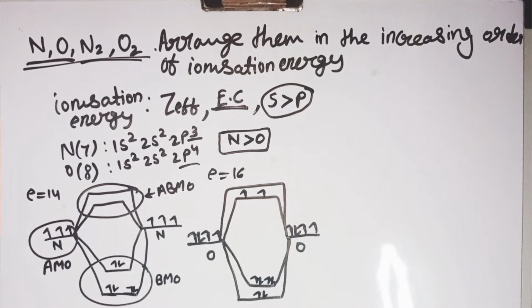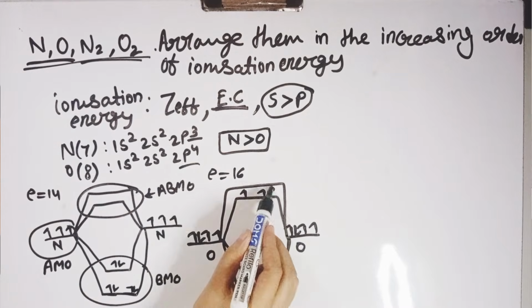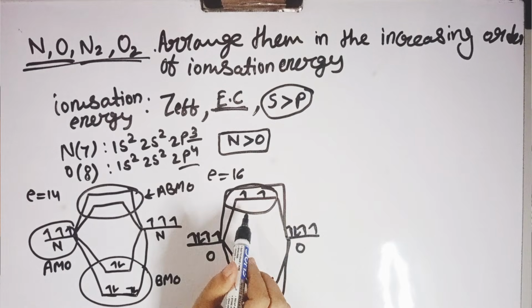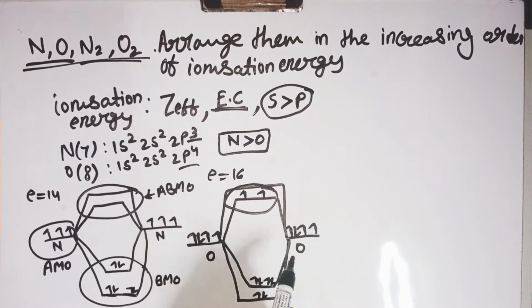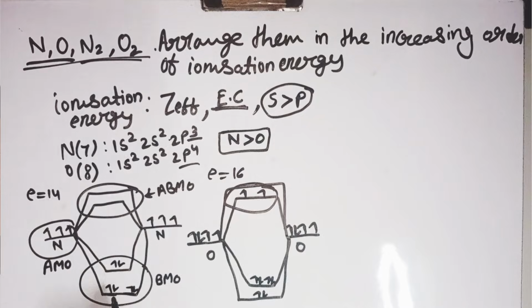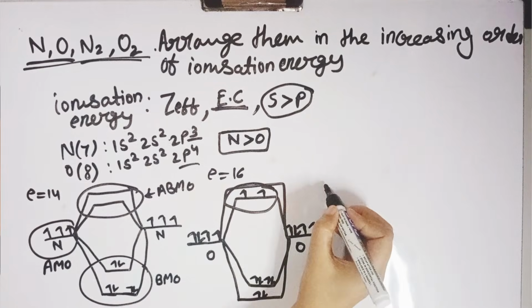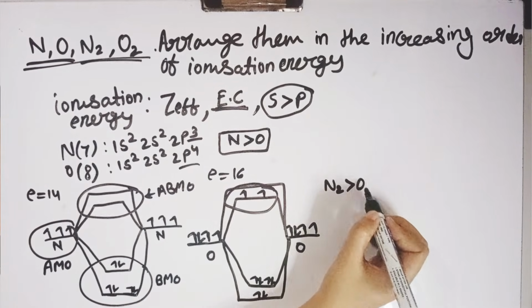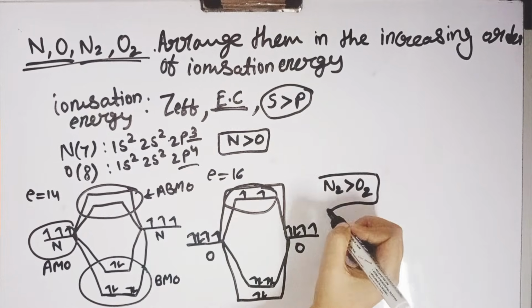Okay. Now look at these two molecular orbital diagrams. Here oxygen has 2 electrons in the antibonding molecular orbitals, and these 2 electrons have higher energy, and from this you can deduce that oxygen will give away these 2 electrons easier than nitrogen, because nitrogen has its electrons in the bonding molecular orbital. So from here we know that nitrogen molecule is going to have higher ionization energy compared to O2 molecule.